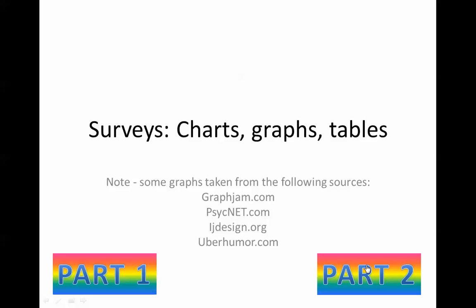All right, so we're going on to part two of looking at our surveys, charts, graphs, and tables. In the first part, we talked about data, validity, and bias a little bit, and just kind of introduced the idea of making sure that our results actually mean something and that they're valid. So now I'm going to go on to part two, and we're actually going to talk about presenting our data.